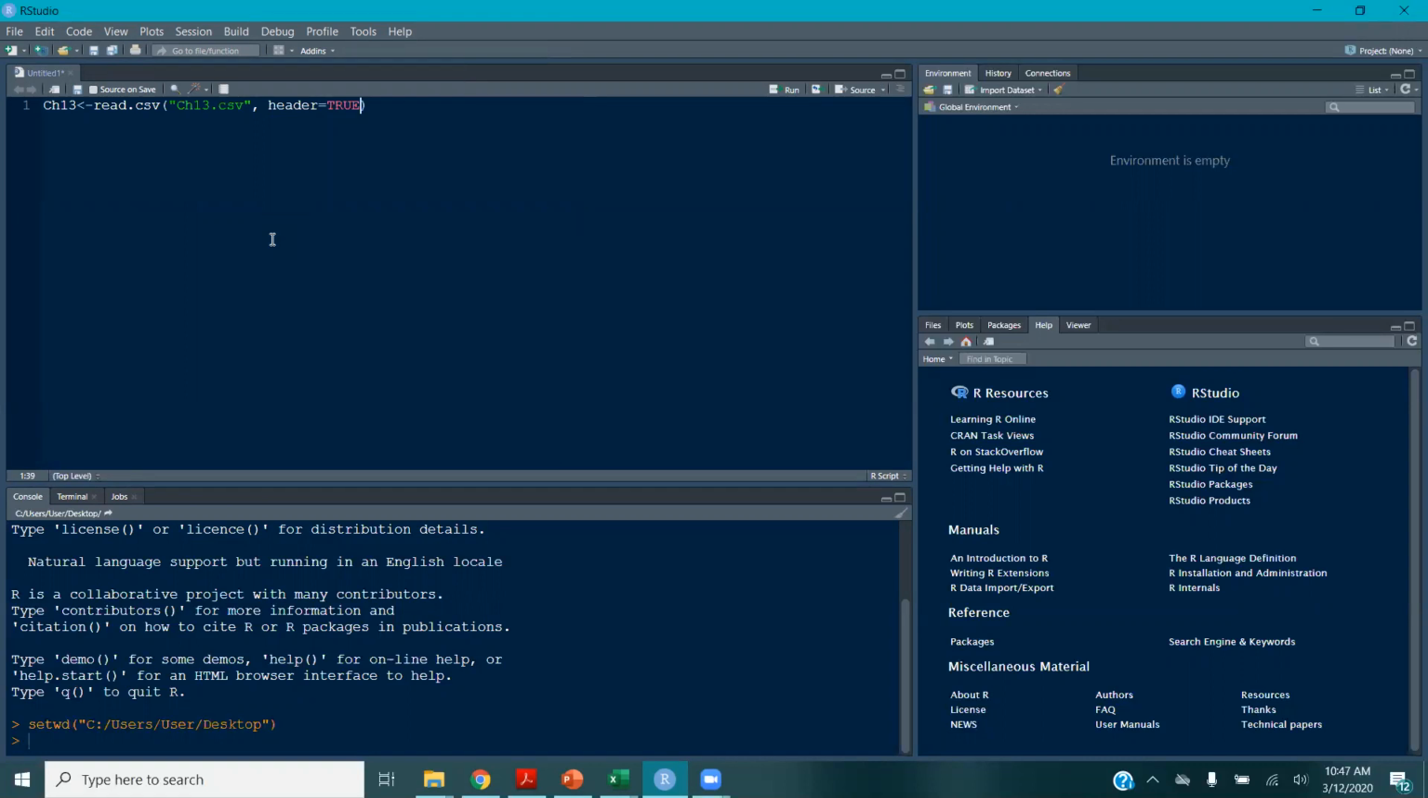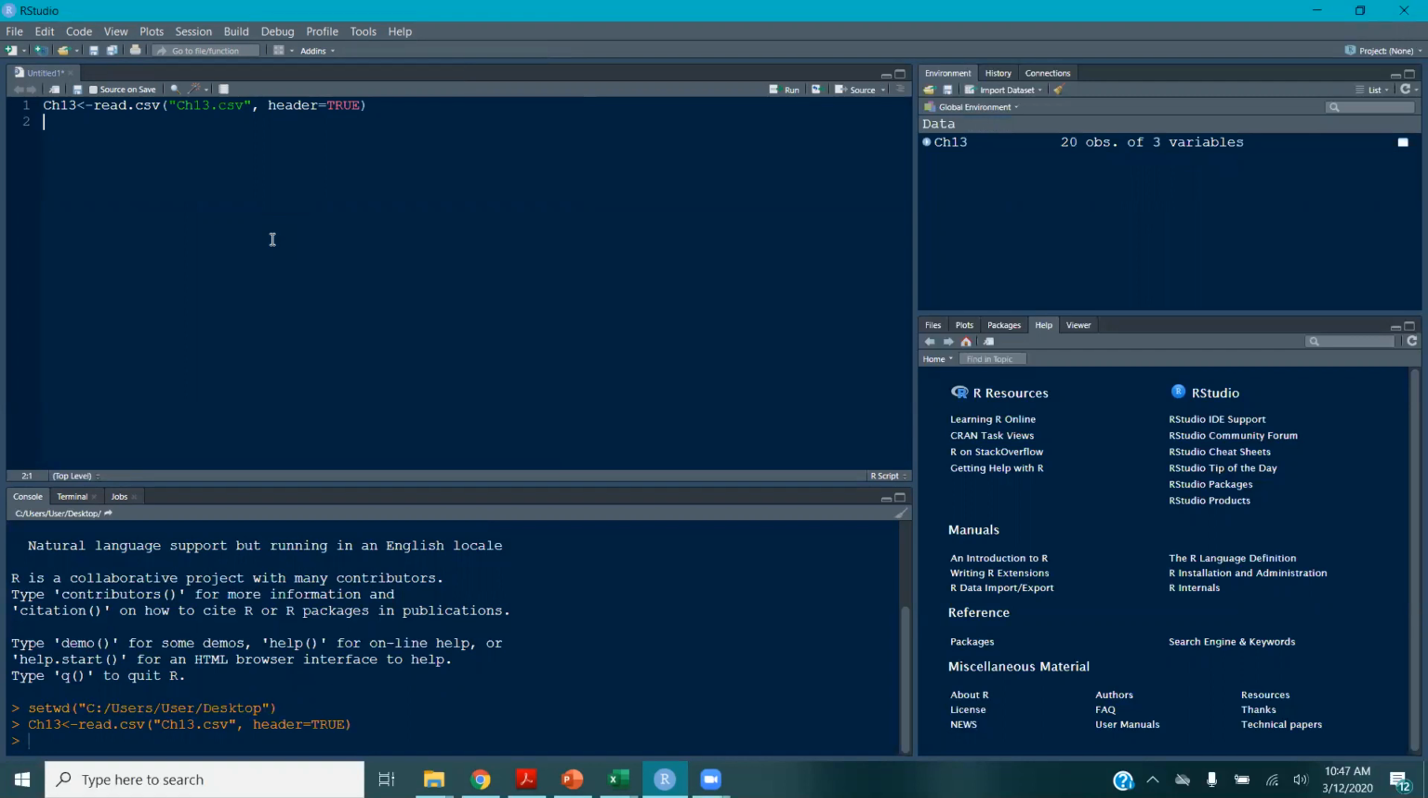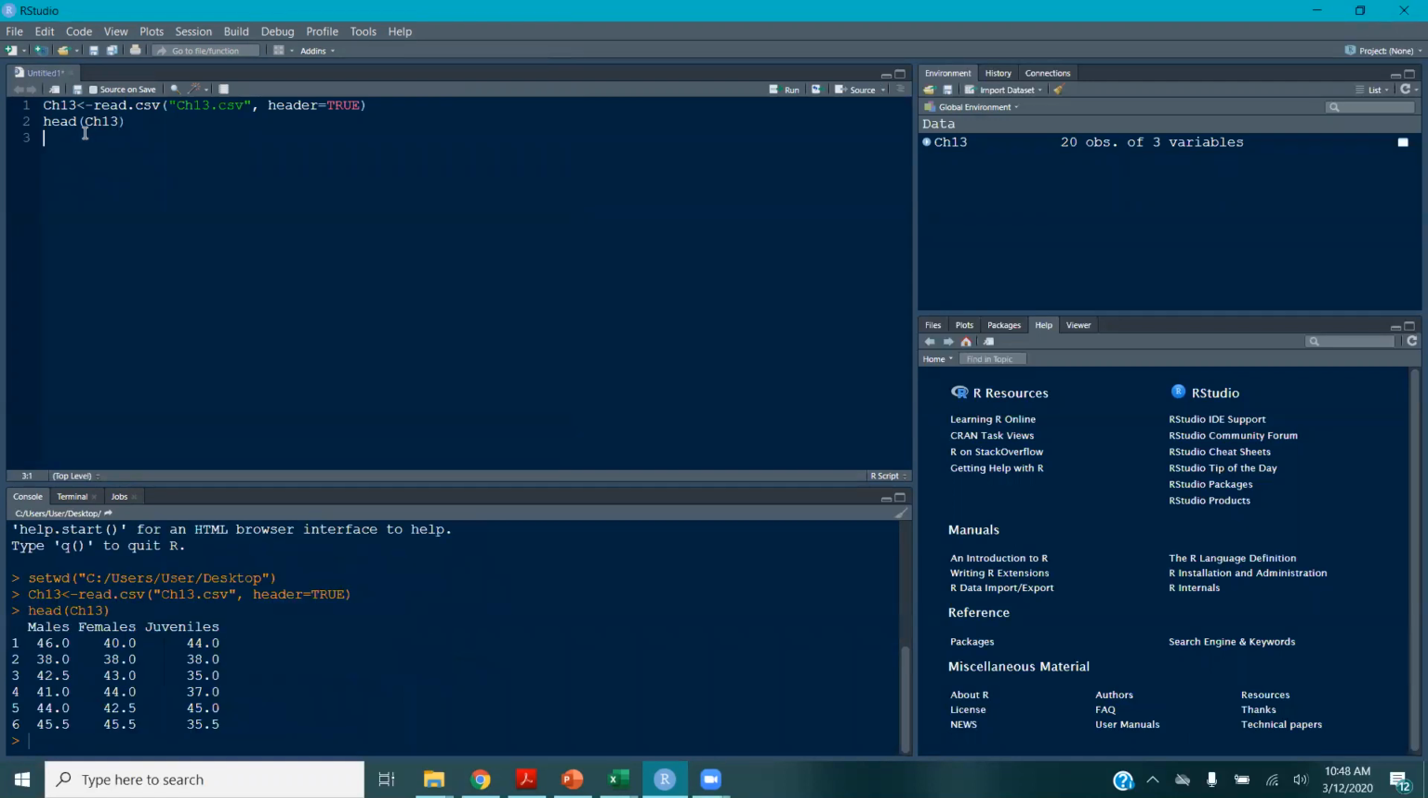Running this line using Control-Enter on your keyboard or clicking Run here. The Chapter 13 variable has now been assigned the data from this file. As always, we want to look at the first 6 lines of data using the head command. So I will use head(Chapter13), and there we see printed the males, females, and juvenile data.